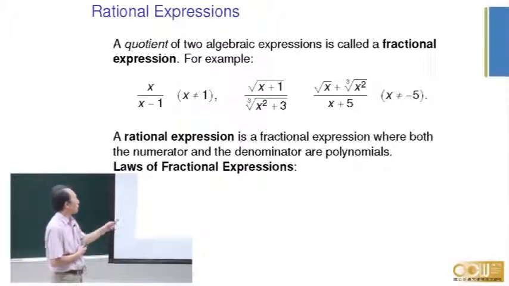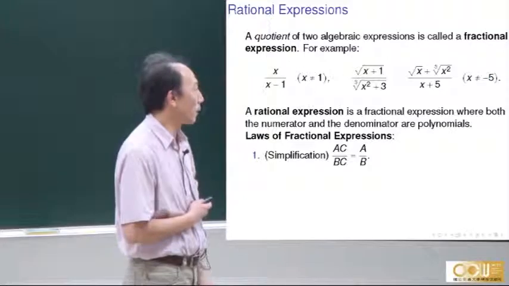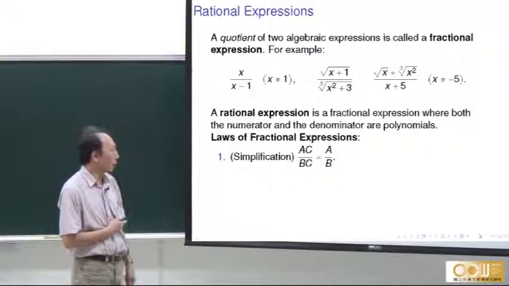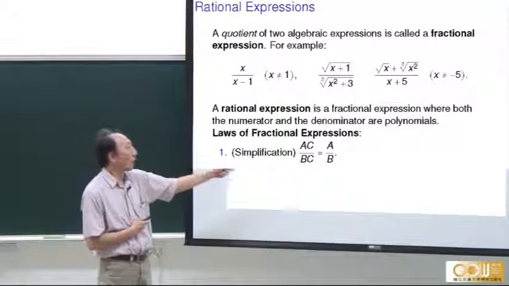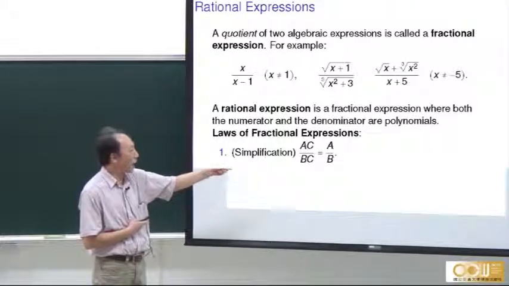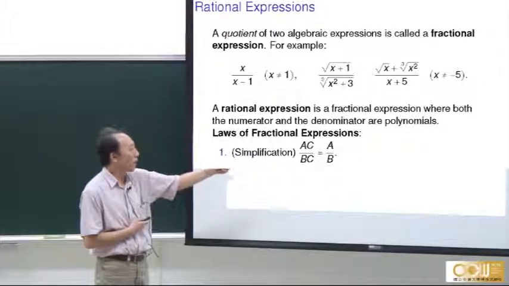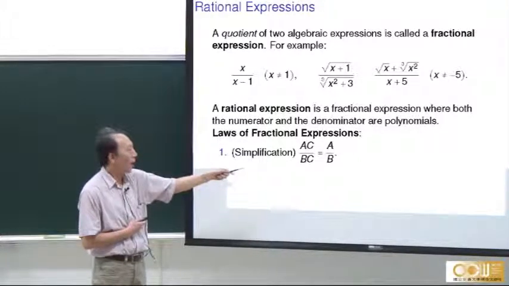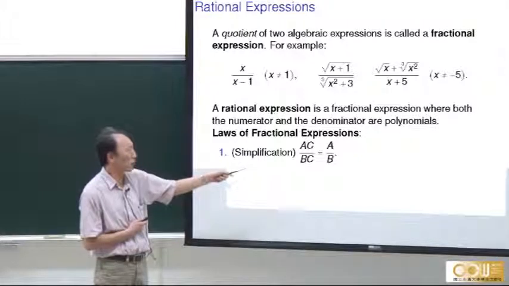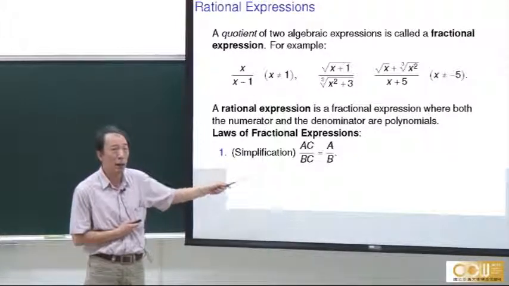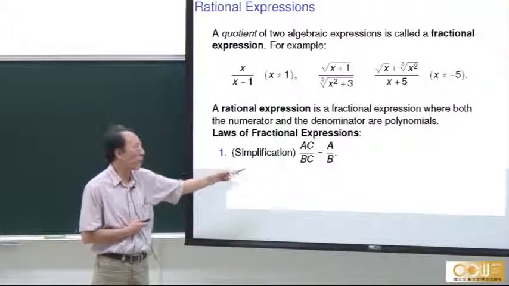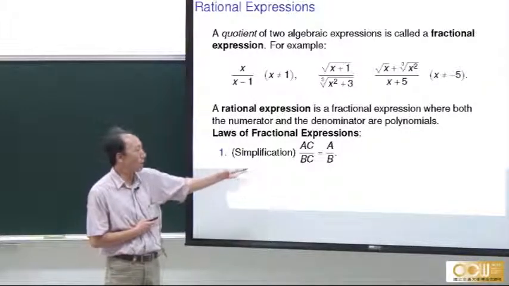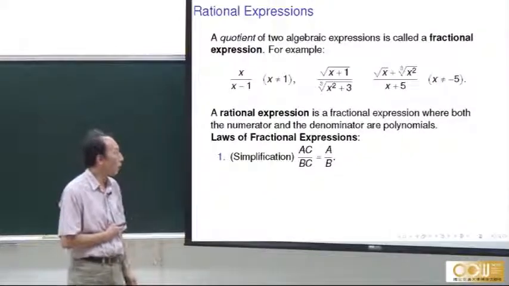For laws of fractional expressions, the first one is the simplification. The first one is AC over BC. They have a common factor C. For fractional expressions, C cannot be 0. We can cancel out the common factor. It becomes A over B.